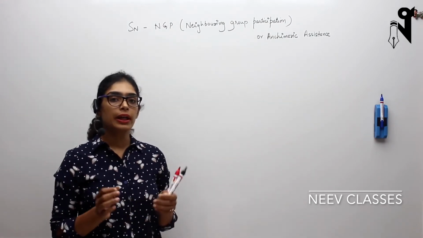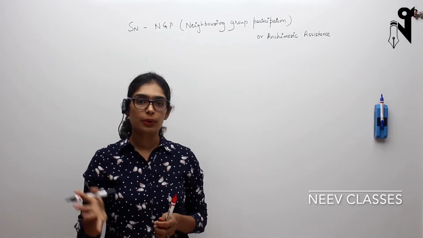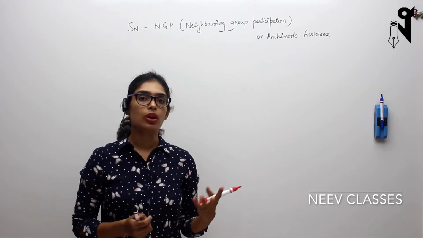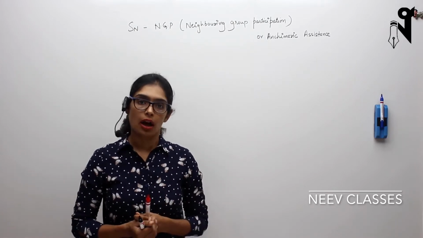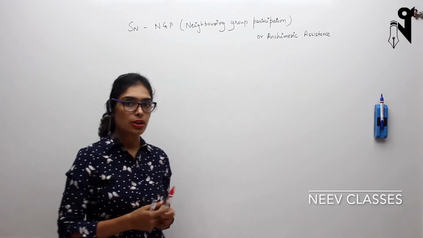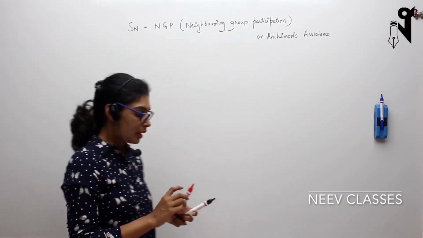So when we talk about neighboring group participation, we need one leaving group in the molecule as well as one other nucleophilic center in our carbon chain. Let's see how this reaction takes place. I'll be explaining the whole mechanism using one example.